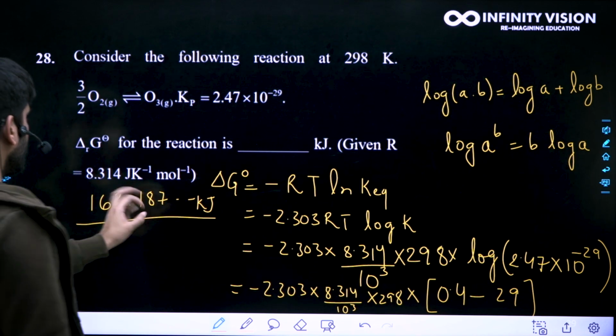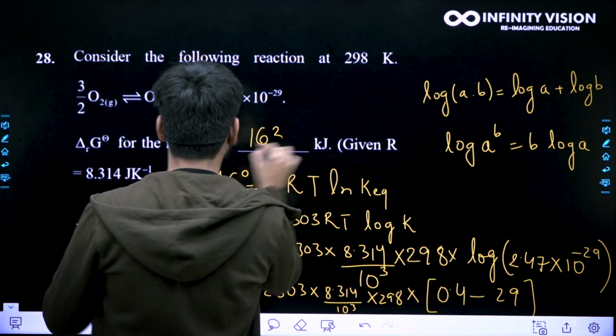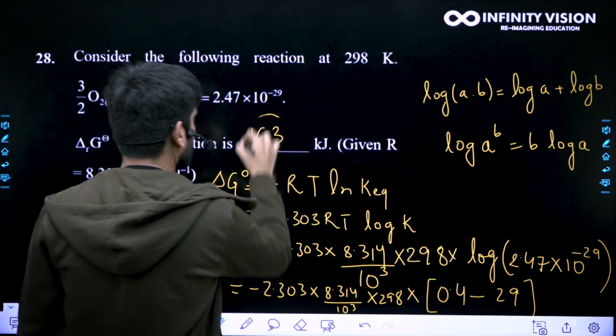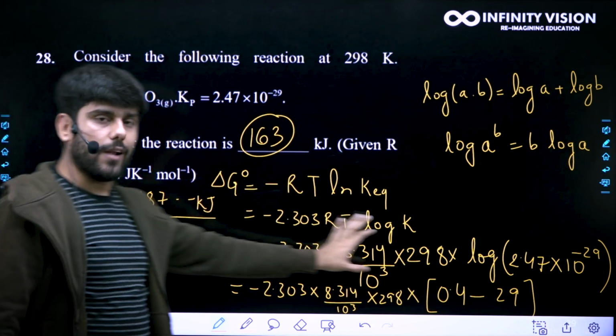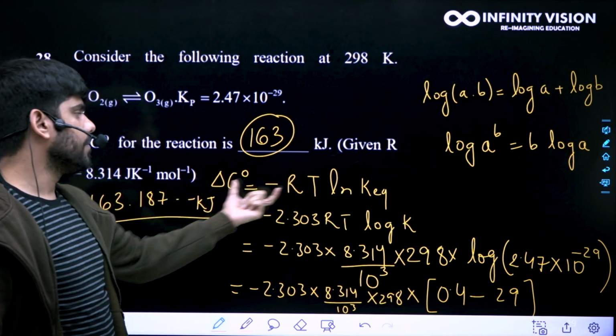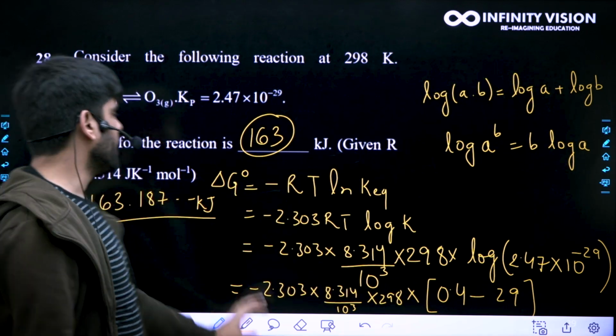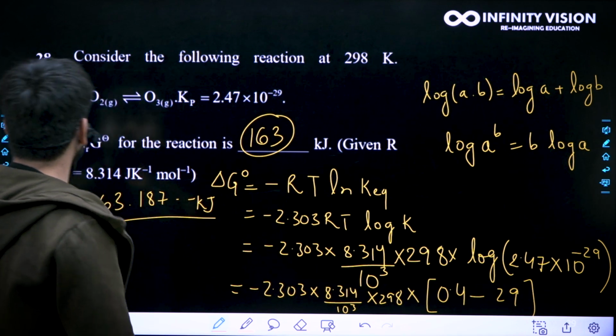So delta G naught, to be precise, we can round it off to 163. So 163 kilojoule is the answer. Lot of calculations involved, but this is the only formula that we need to use. Let us discuss the next question.